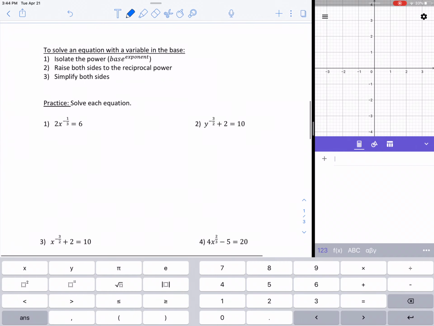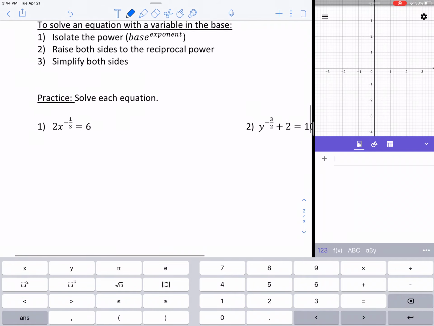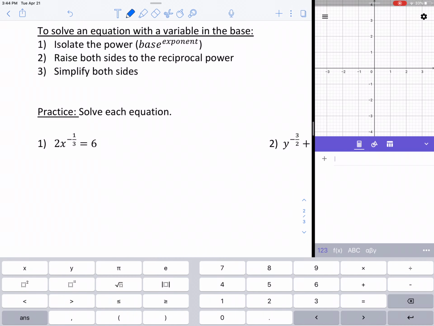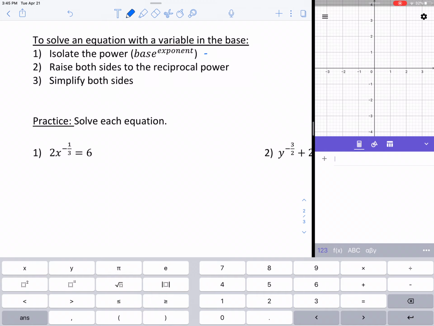Sliding up, here are the steps that I'm going to follow with all 4 of the examples that we're doing together, and then you're going to complete the last 3 on your own. First step is to isolate the power. So the power is just the base to the exponent. In order to isolate the power, we would first undo addition or subtraction, and then undo multiplication or division, just like when you're solving a linear equation.